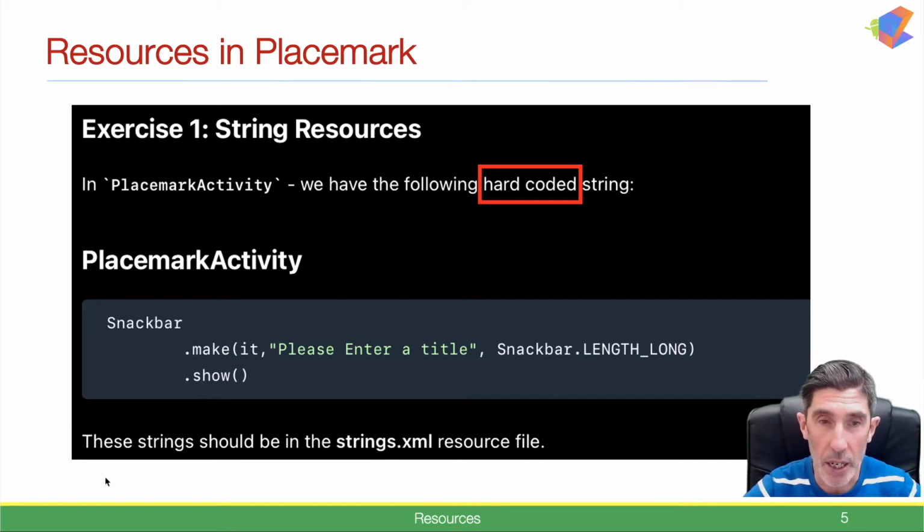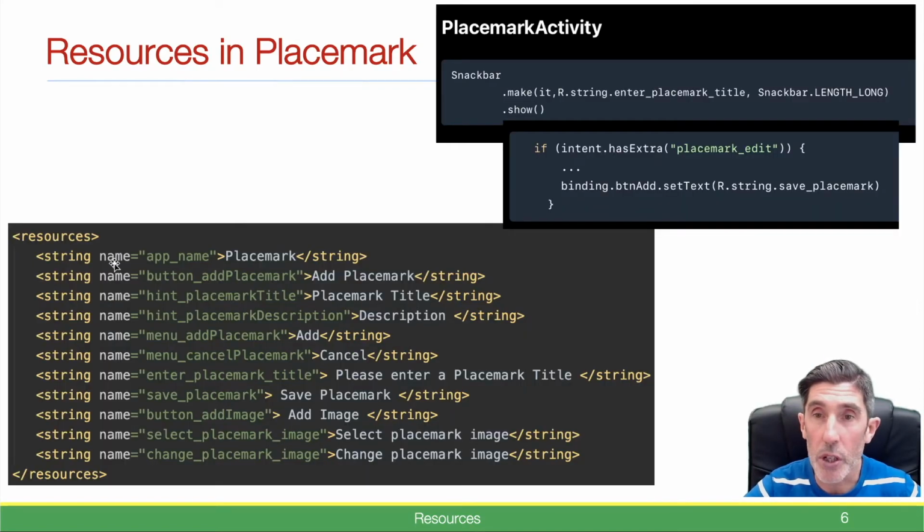As the exercise says, these strings should be in the strings.xml resource file. So what we would have done was something like this. We would have had our initial code in our placemark activity, and we would make the change like so. You can see it there. If we want to, when setting text, we can reference it like so, and note it's R.string.